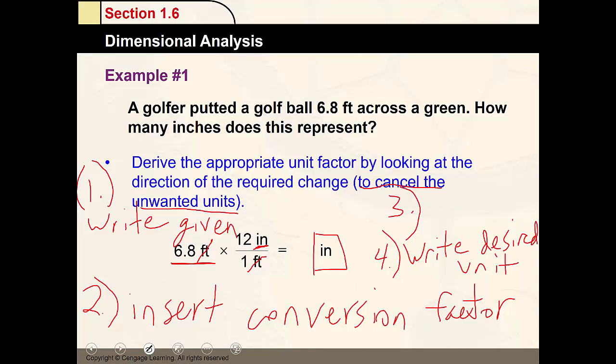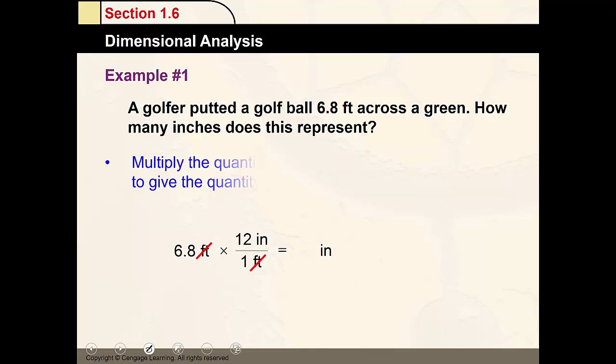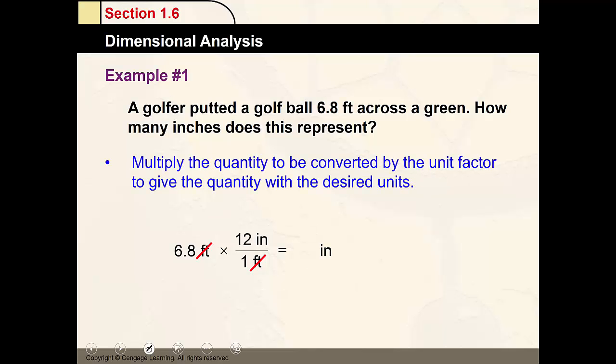Okay, so then, next step, now we can actually do the calculation. Remember, if anything's on top in the numerator, you multiply it. If anything's on the bottom in the denominator, you divide by it. So simply, now you do the conversion, 6.8 times 12, and you get an answer of 82. However, if you do this on your calculator, you get an answer of 81.6.